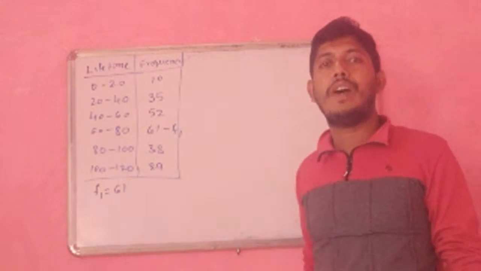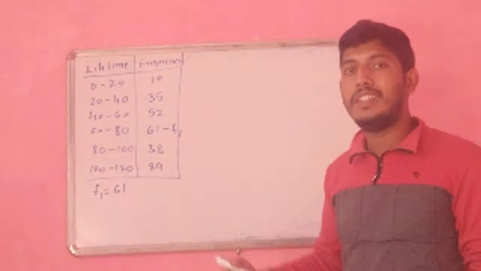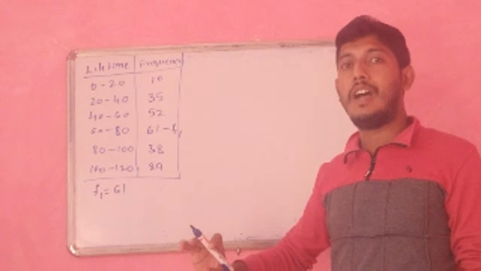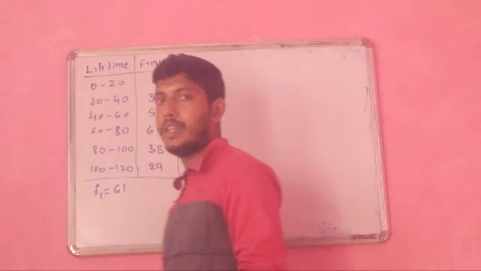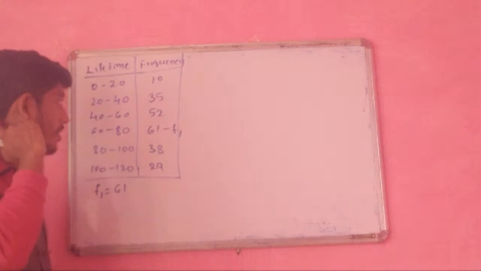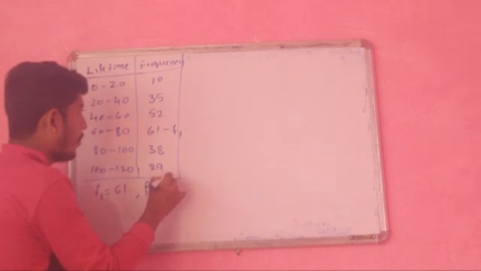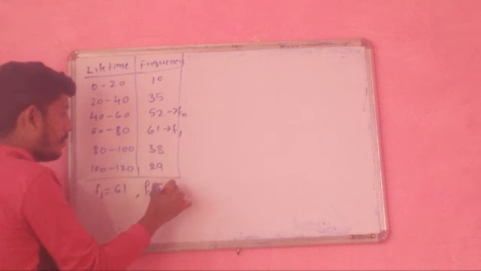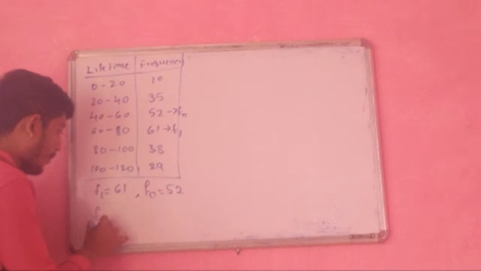Next, I have to find the value of f0. That is the frequency preceding the modal class interval. While solving problems, you have to write the wordings first, and after that, use the symbol. That is f0, the frequency preceding the modal class interval, and the f0 value is 52.